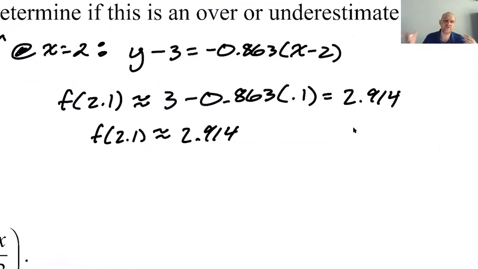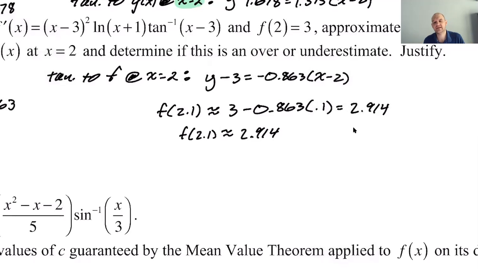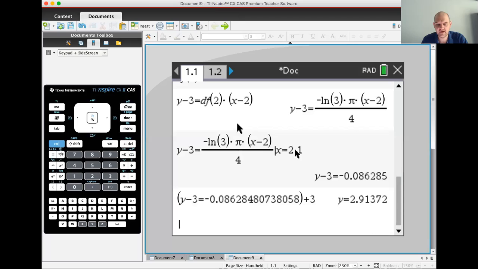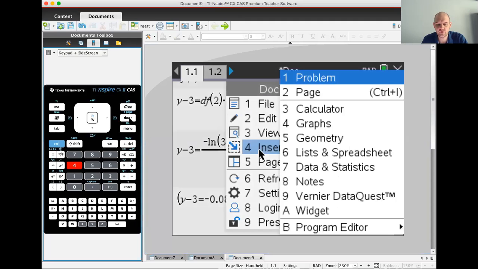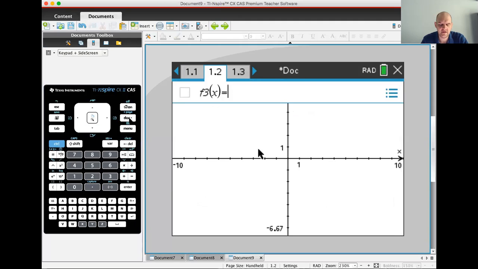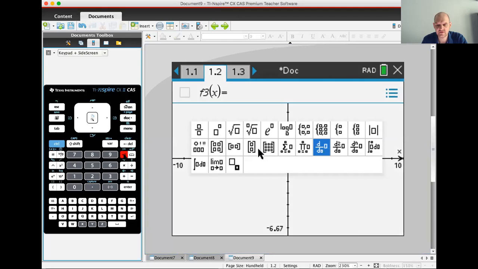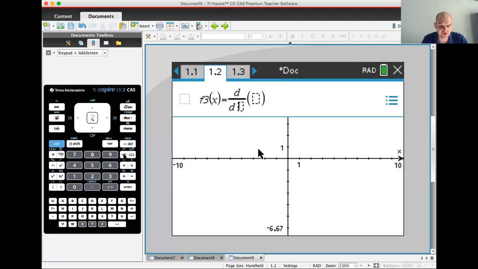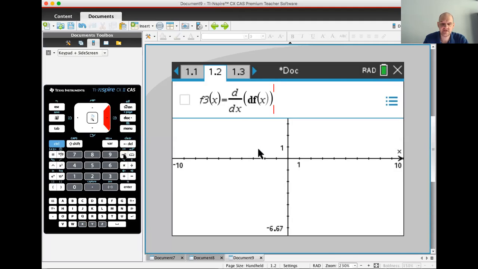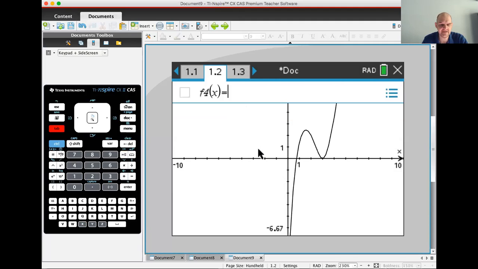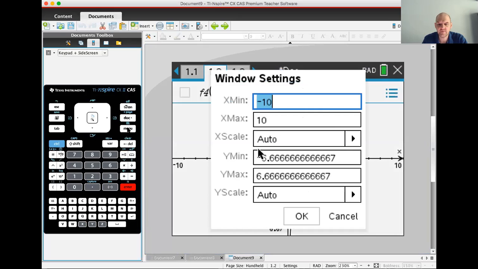Okay. Is it an over or an underestimate? Well, how do we tell? Concavity. So let's go back, because there's no chance we're doing this by hand. I'm going to have the calculator graph the second derivative. So, doc for graph page, the derivative. Since I say df is the derivative of f, I only need to find its first derivative to get the second derivative of f, right? So I'm finding the derivative of f prime. That's f double prime.